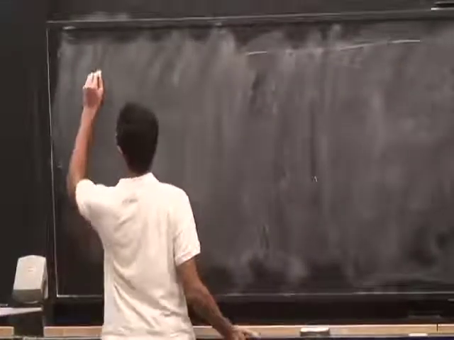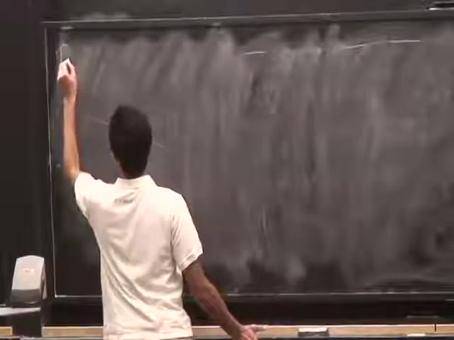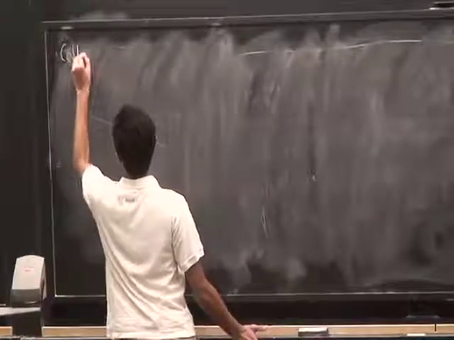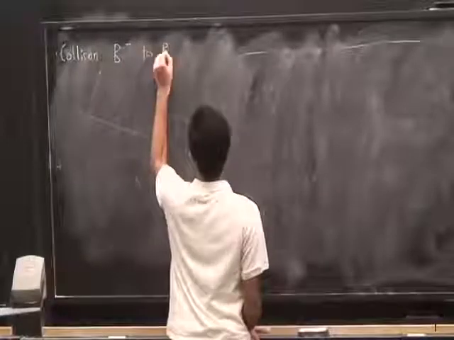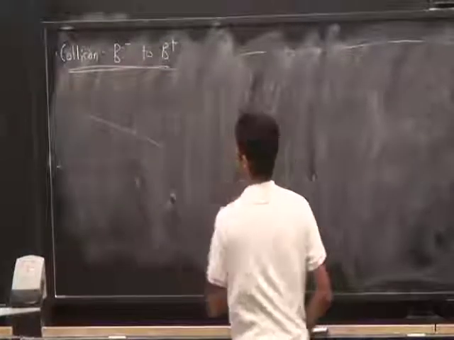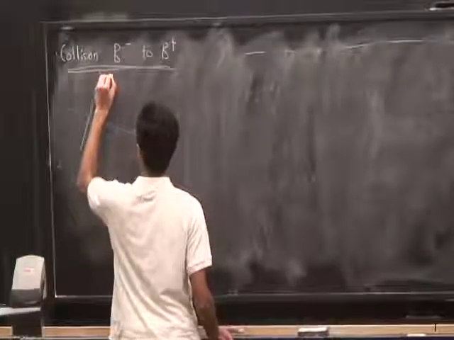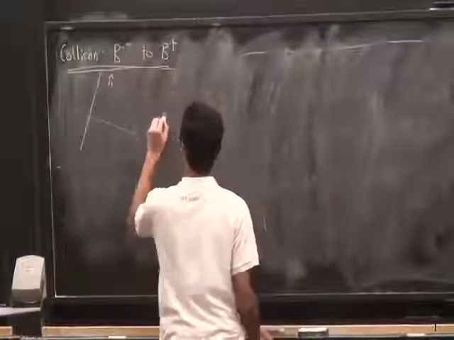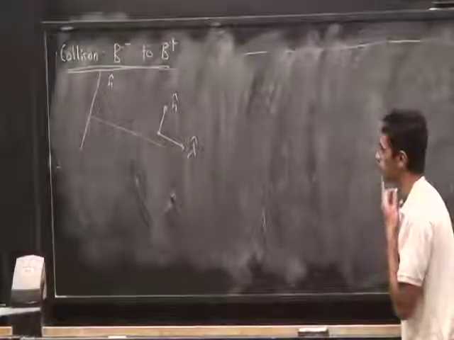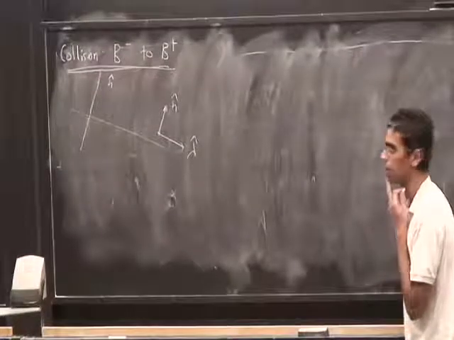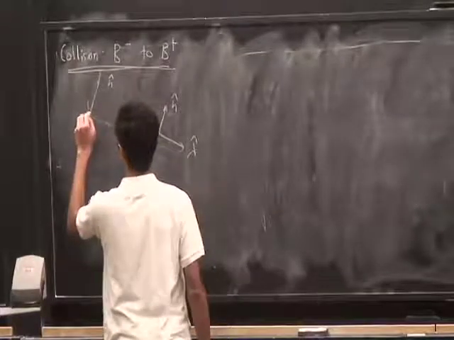Now let's see what's going on when this ball collides with the inclined plane. So let's put here collision, B minus to B plus. Okay, so this is the normal to the surface, so I'll call it n. And I want to define lambda to be perpendicular to n. So the ball is hitting with a velocity in this fashion.